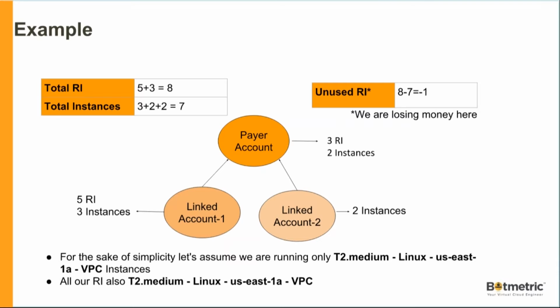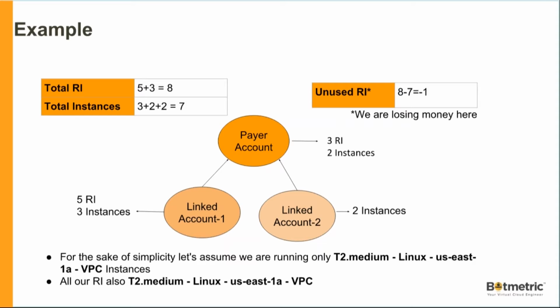If you see the machines we run, all are T2 medium, and the reservations we have are also T2 medium. Now in the payer account, we have 3 RIs and 2 instances running. Basically there is one RI which is not used there, because we are running only 2 machines in the payer account. In linked account 1, we have 5 RIs, but we are running only 3 instances. That means there are 2 RIs sitting idle. And there is one more linked account. In linked account 2, we have 2 machines running, but there is no RI at all.